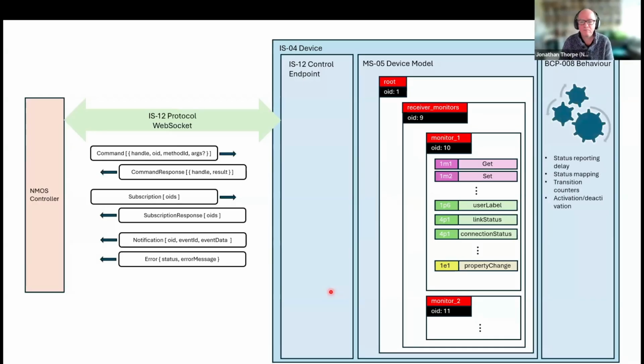And in the back here, we have the BCP-008 behavior. There are various things defined within the specification that aren't covered by the device model alone. Things like status reporting delay, and activation and deactivation of senders and receivers are all handled outside of the device model. For instance, in NMOS CPP, we have a behavior thread that deals with all of those bits of functionality.